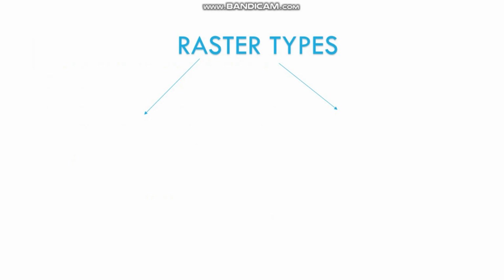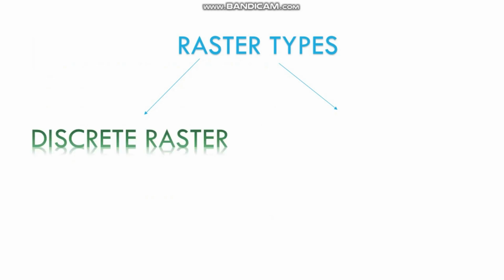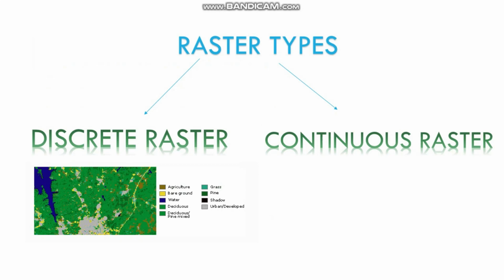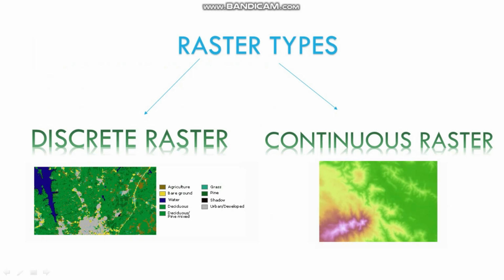So raster types, there are 2 types of rasters. First, the discrete raster, and here we can see the discrete raster. The pixels are clearly distinguished from each other, for instance, agriculture, background, water. So here are the land use classes. And the second is continuous raster. Here we can see that pixel values slowly change from one to another. Discrete rasters always have integer values, while continuous has float values of pixels. Discrete raster always has an attribute table, while continuous raster doesn't have an attribute table.